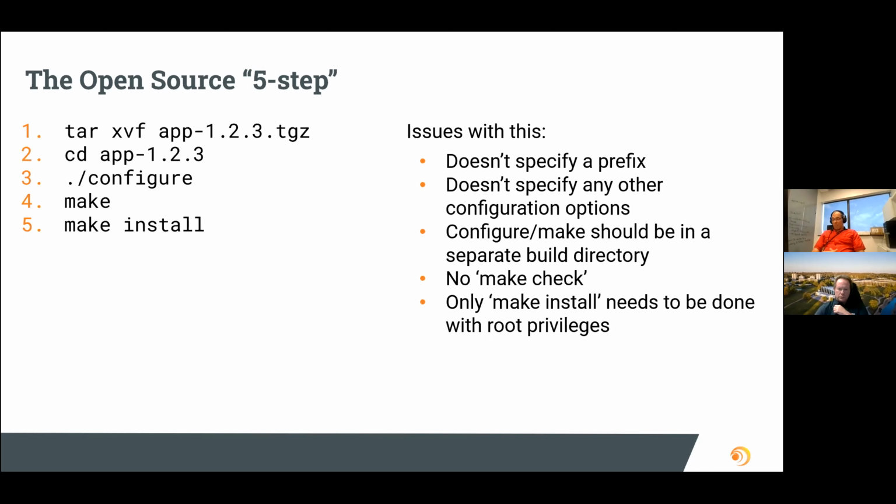So here's the issues with this 5-step. It doesn't specify a prefix, doesn't specify any other configuration options. A lot of times now, where you run configure and make should be separate from the actual source code directory. You often want to run make check so that you can verify that the code is operating properly. Not every application is going to have a make check function. That's up to the vendor, the developer, to do that. Sometimes it's called make test, but usually it's make check.